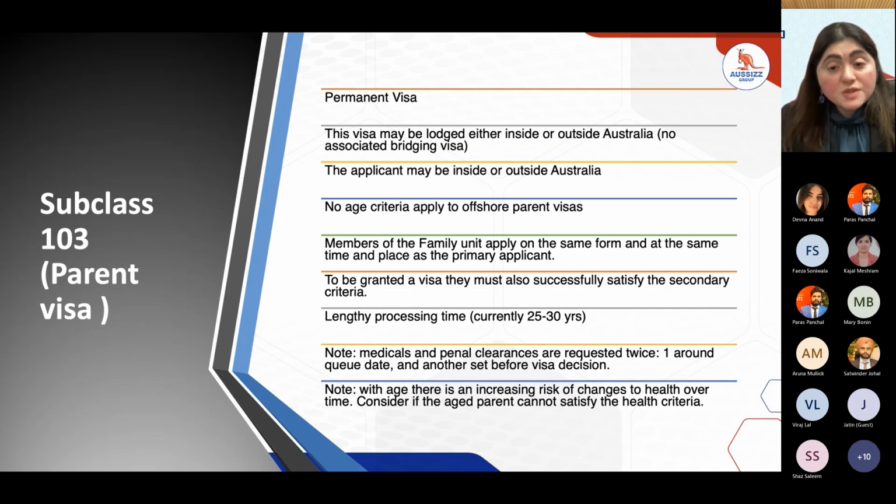The processing time is really long because of the fact, see how the subclass does not have the word contributory. So when the contributory is not there, that means that it has got a very long processing time, 25 to 30 years, depending on the queue dates and the allocations, the quota the Department of Home Affairs have. It could vary between 35 to 40 years. The medicals and the characters are very important to be met. So that is also one of the requirements for like other parent visas.